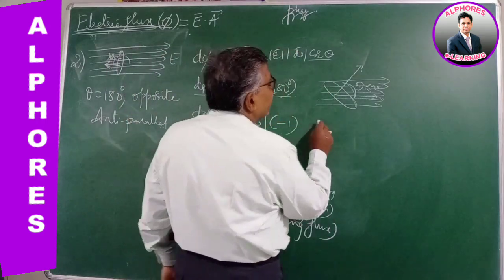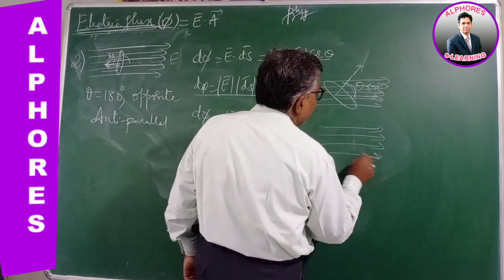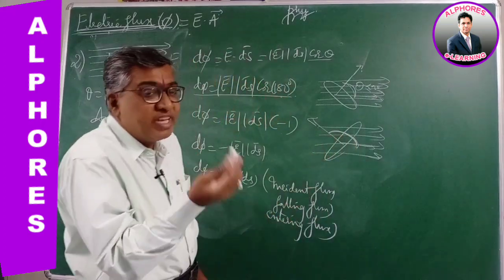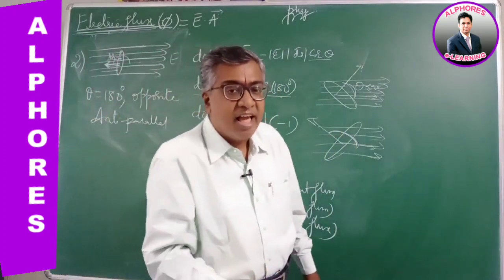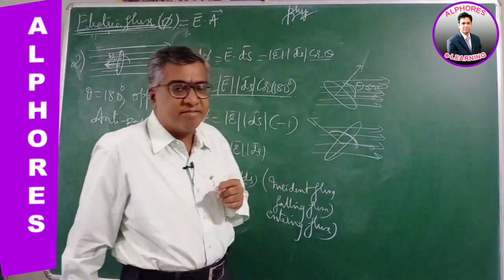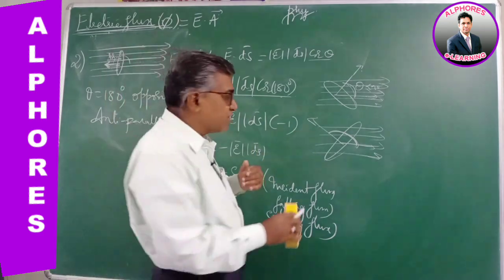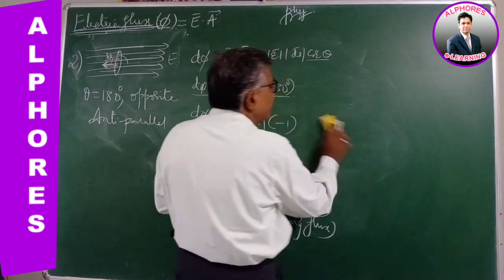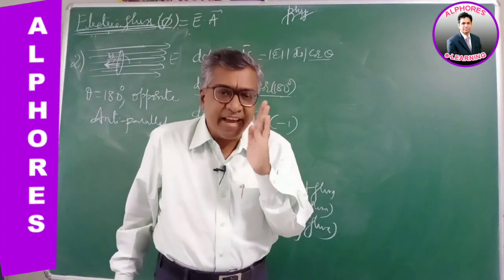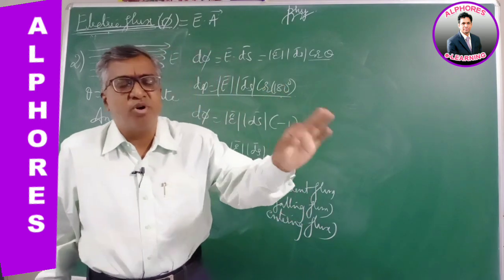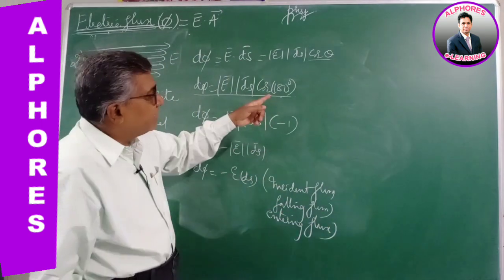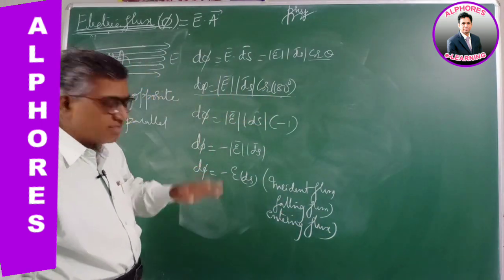Suppose the electric field is like this, but I consider the area element in this direction, where the angle is more than 90, up to 180, obtuse angle, then in such a case the flux is negative. It is incident flux. So you need to remember, formula wise, for all angle ranging from 0 to 90, acute angle, the flux is positive. For all angle theta greater than 90 up to 180, it is negative flux, minus flux, right? Thank you.